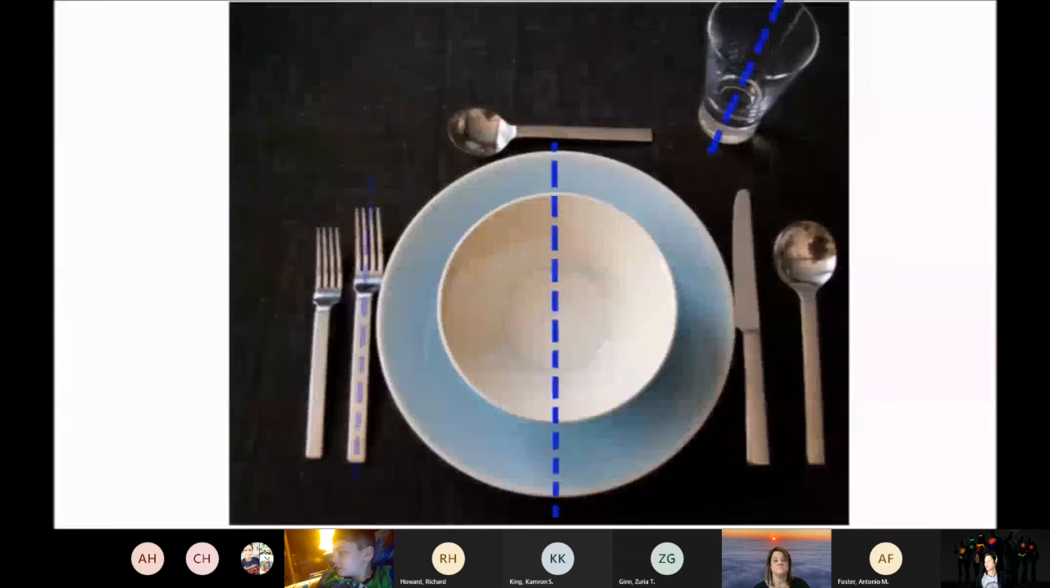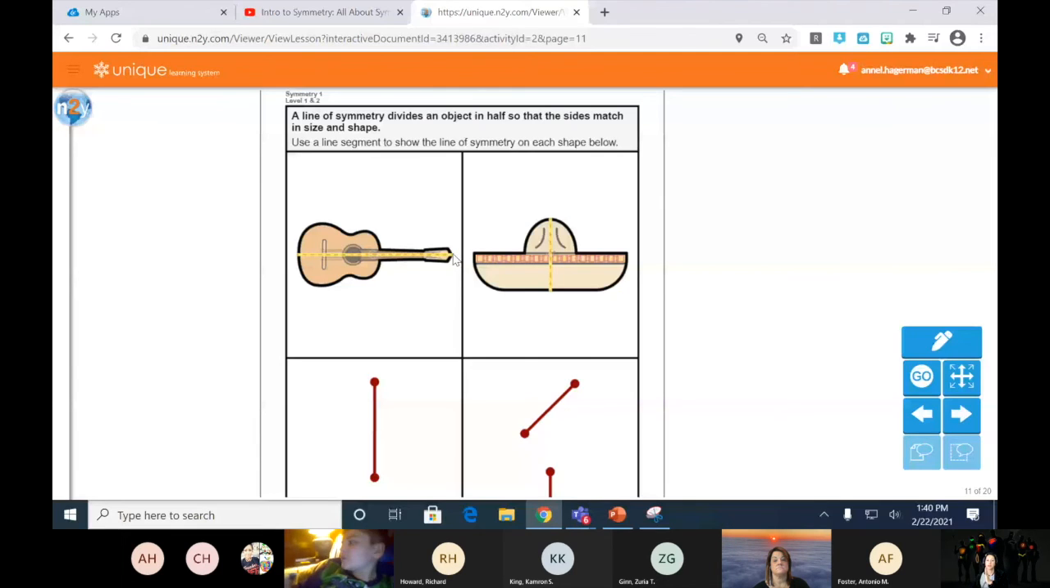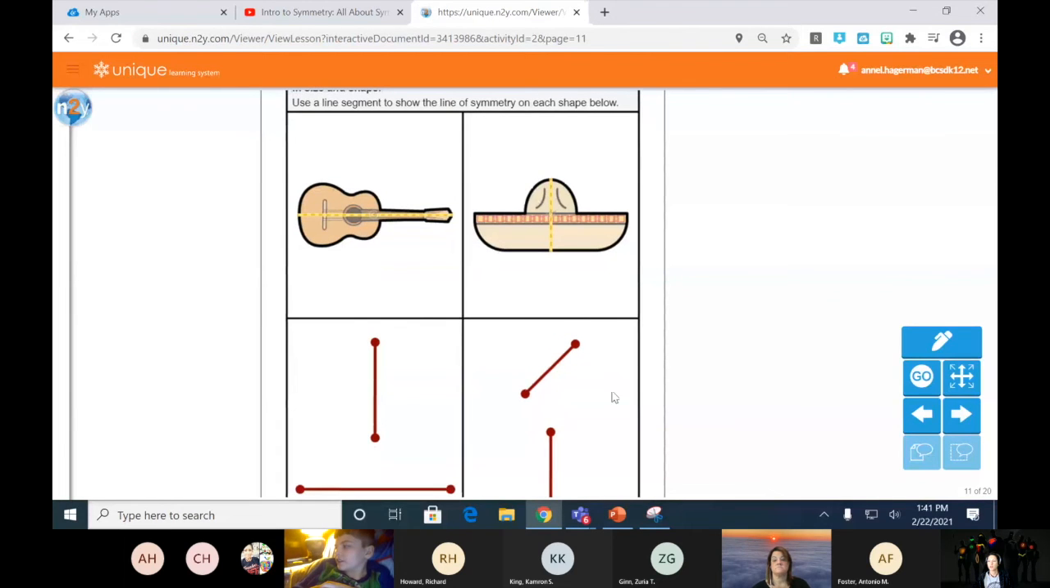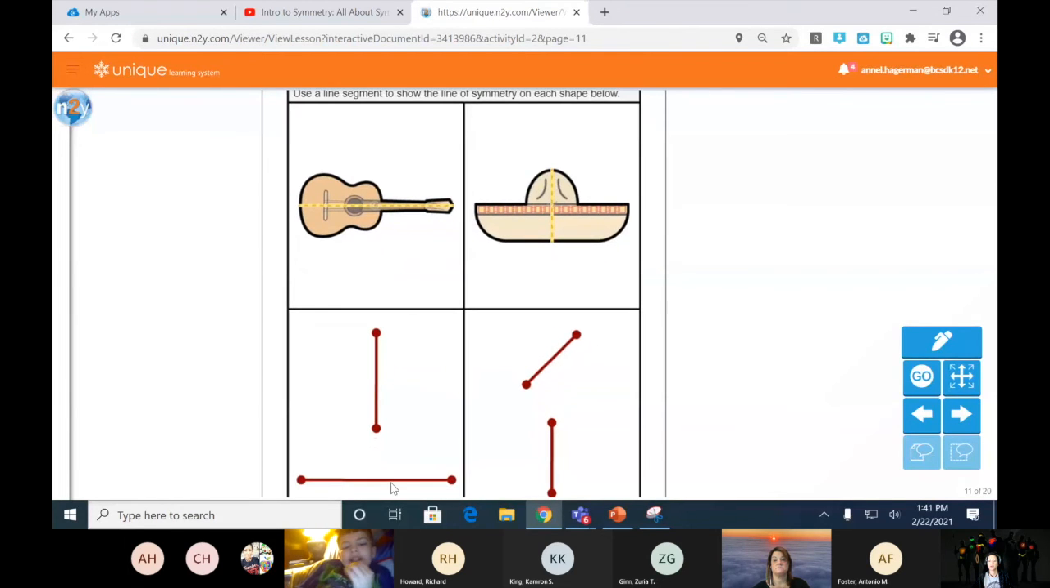Okay, so symmetrical, that means it's going to be the same if you cut the object in half using that line of symmetry. It's going to be the same on this side as it is on that side. So this says a line of symmetry divides an object in half so that the sides match in size and shape. So let's see. Use the line segment to show the line of symmetry on each shape. So we're just going to match the line of symmetry. You're going to pick the line segment that matches the line of symmetry, the line that's cutting the object in half or splitting it in half.